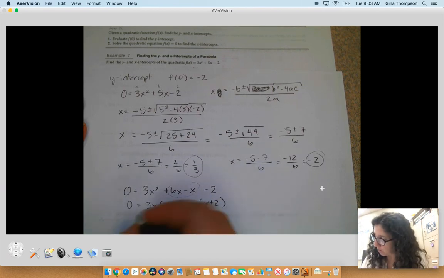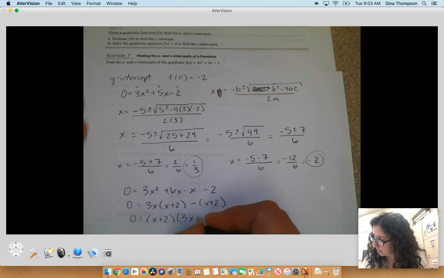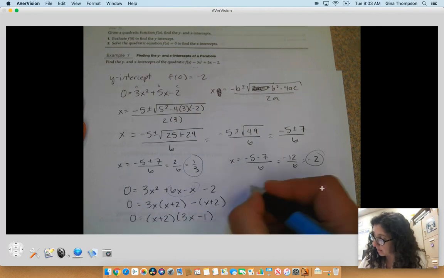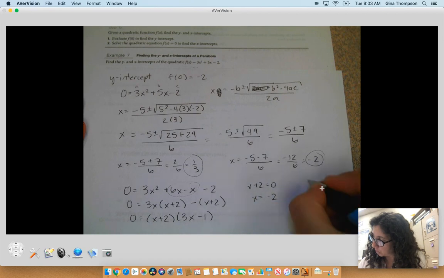Perfect, these match. And I'm left with 3x minus 1. Great, I've factored this, and now I can set each of the factors equal to 0, and I get x equals minus 2. 3x minus 1 equals 0. I get x equals 1/3.